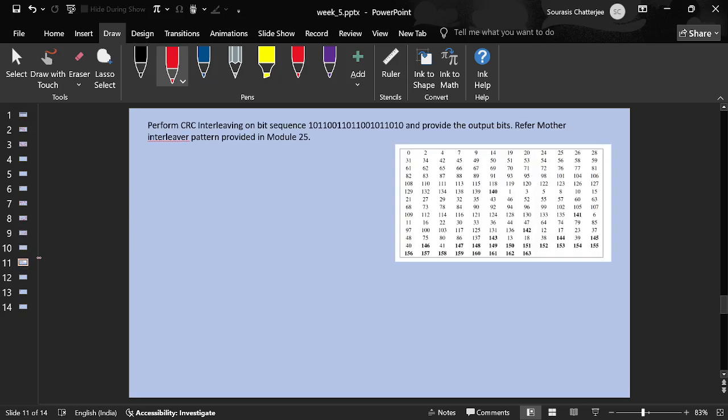Okay, I guess we have answered this part. So let us come to this CRC interleaving part. We have to do CRC interleaving on this particular bit sequence and provide the output bits.